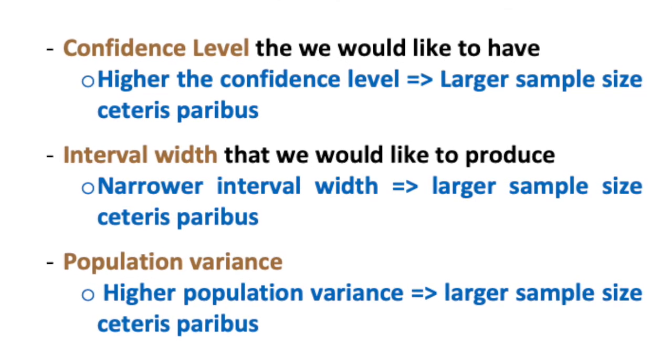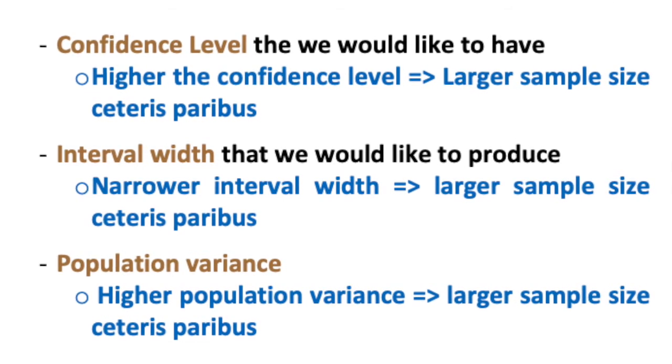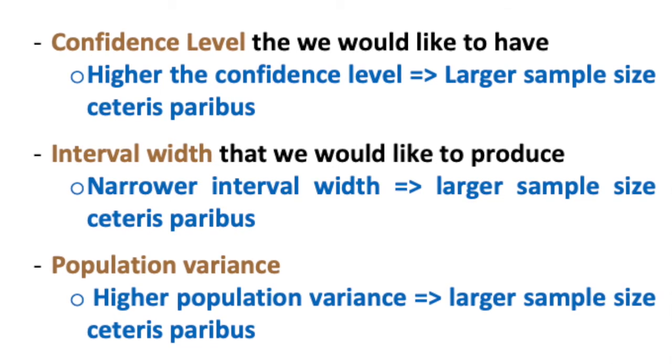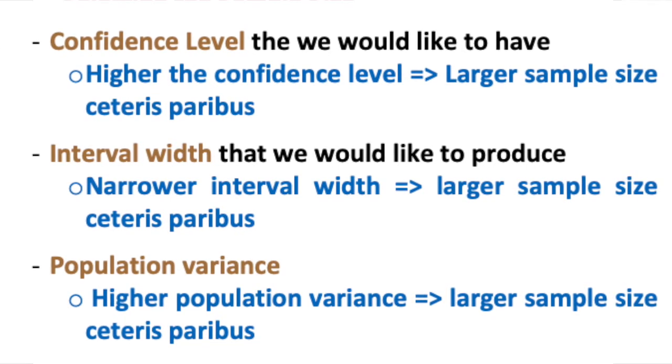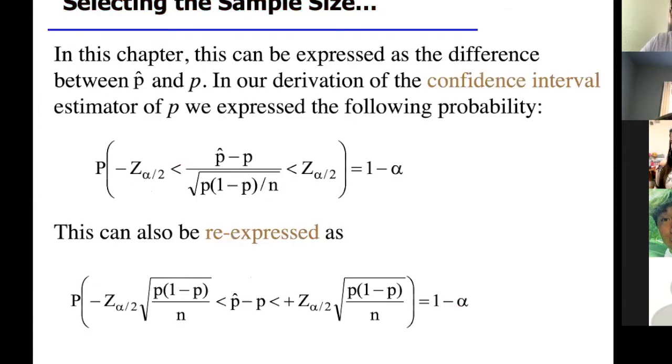Okay, now let's take a look at how to calculate the sample size. First of all, as you know, we are facing that sampling error. So every sample that we take, the mean of that sample is going to be slightly different than the mean of the population. And that difference between the means is called sampling error. They call it also error of estimation. So they mean the same thing.